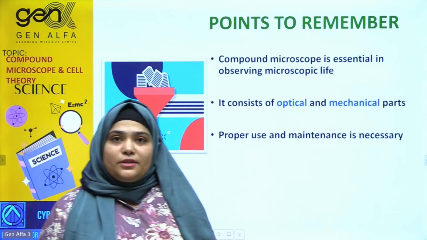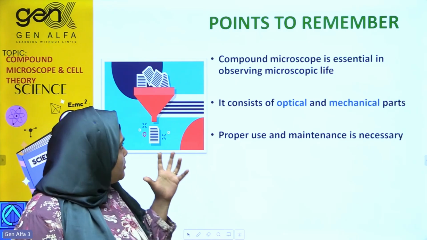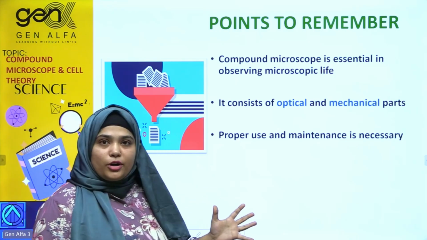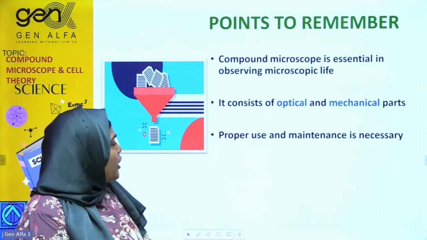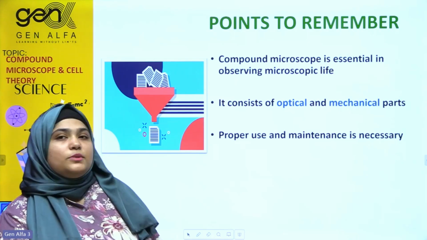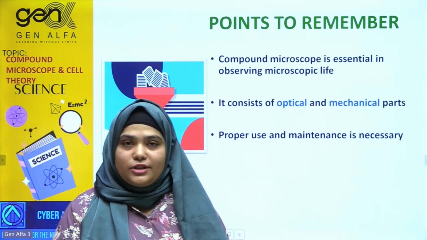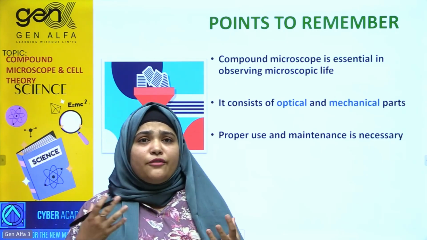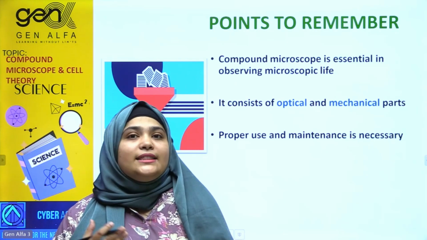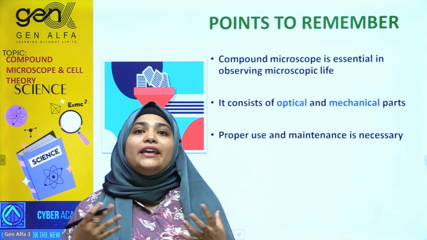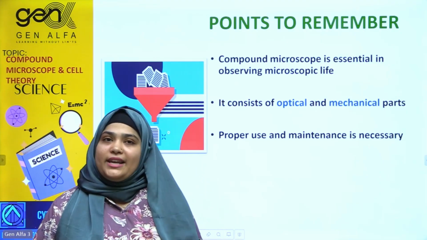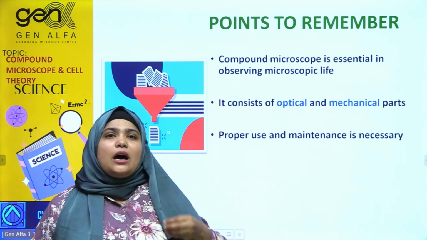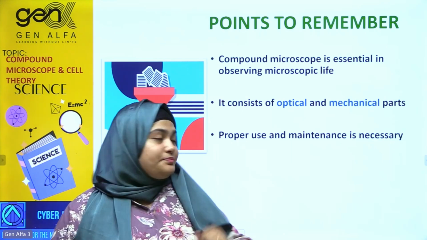Points to remember. Students, these are some of the very important points about the microscope. The compound microscope is essential in observing microscopic life. Yes, of course. The compound microscope is going to give you a magnified image with the help of which you will be able to see microscopic life, like bacteria, cells and tissues.